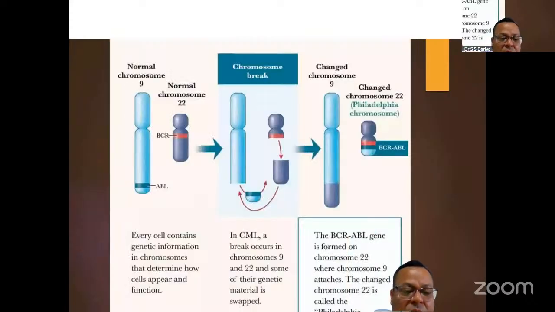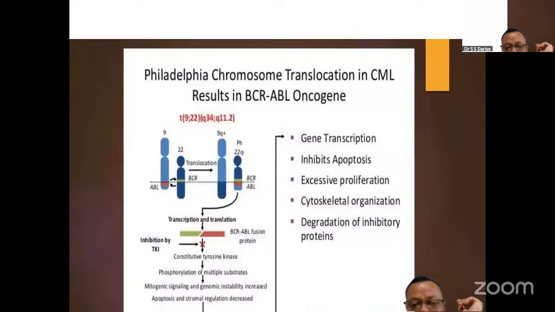This is the normal chromosome 9. Here you can see the long arm and the short arm. This is the normal chromosome 22, with the BCR. When there is a chromosomal break, the BCR-ABL, the Philadelphia chromosome, is found on 22. So the reciprocal translocation between this ABL and this BCR is known as the Philadelphia chromosome. This is again the translocation in CML.